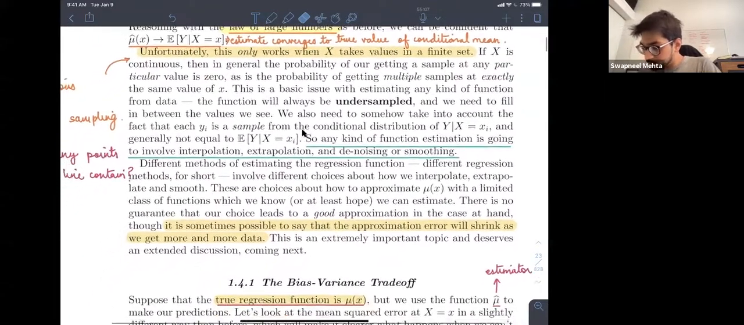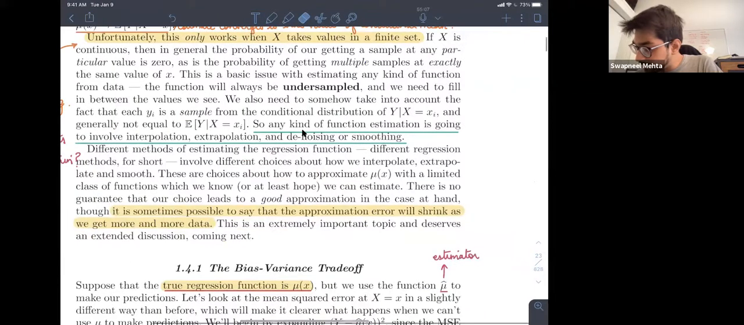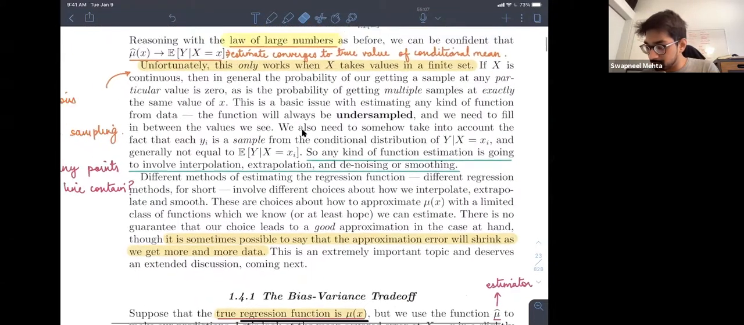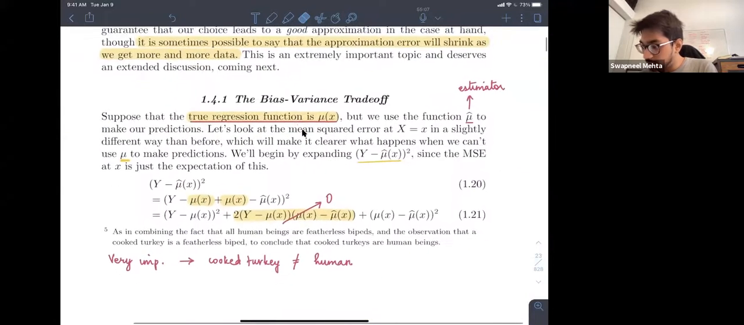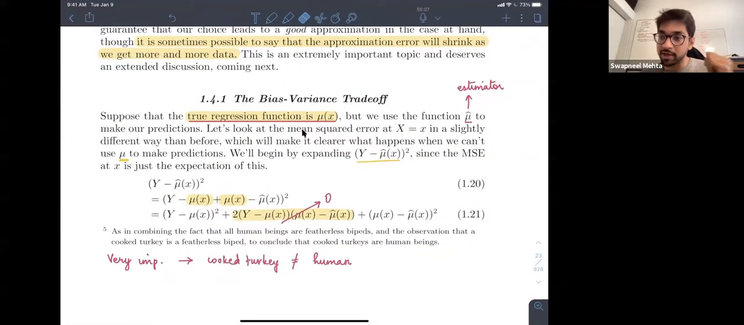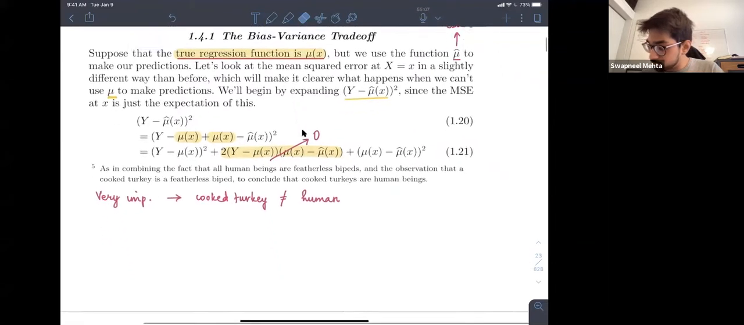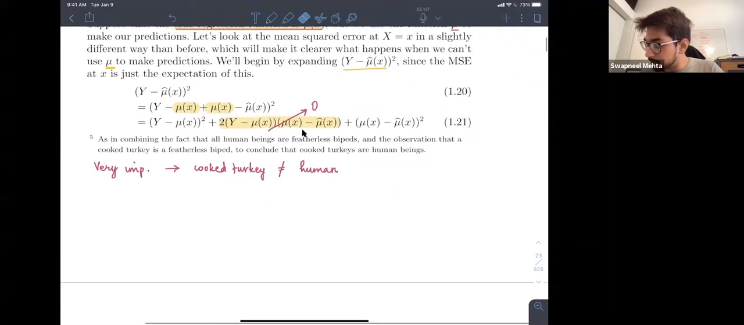So one point he raises is any kind of function estimation from data points is going to involve joining those data points, removing noise and/or smoothing. And when you try to do smoothing, you get into errors because you're making assumptions of what lies between two data points. So this goes back to our bias variance trade-off.